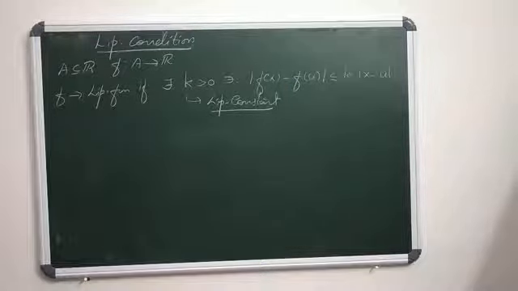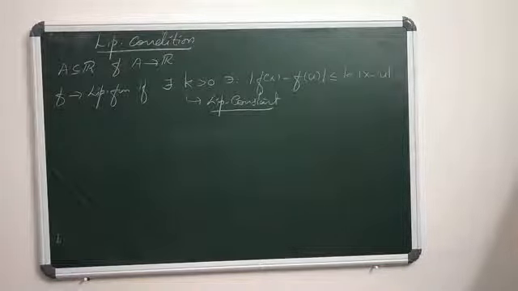Let A be a subset of R. If we define a function f from A to R, then the function f is said to be a Lipschitz function if there exists a constant k greater than 0 such that the modulus of f of x minus f of u is less than or equal to k times the modulus of x minus u. k is said to be the Lipschitz constant. If any function satisfies this condition, it is said to be a Lipschitz function.